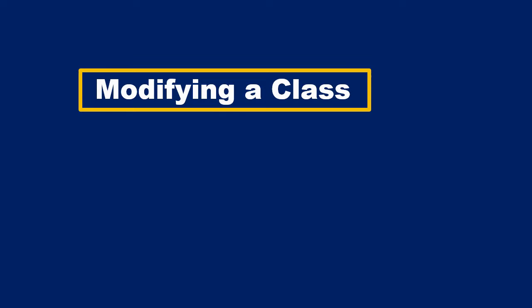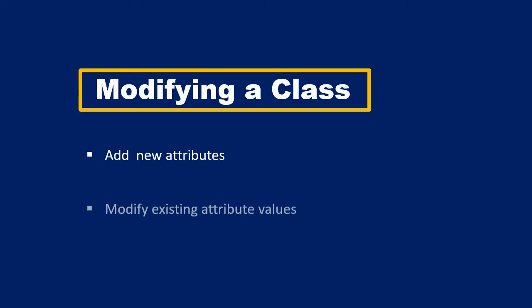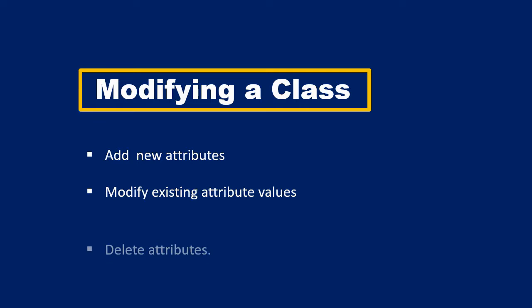Hello and welcome to this video. In this video, I'll be showing you some ways you can use to modify an existing class. Once you've created a class, you can always make modifications to the class. For example, you can add new attributes to the class. You can change the values of existing attributes. You can also delete attributes, and you can always add new methods and also make modifications to existing methods.